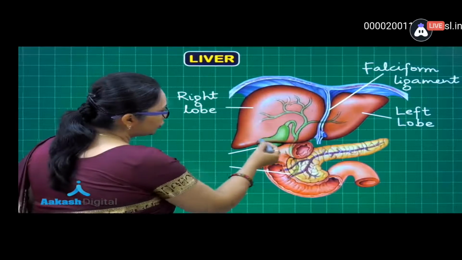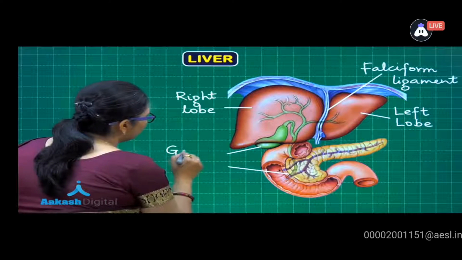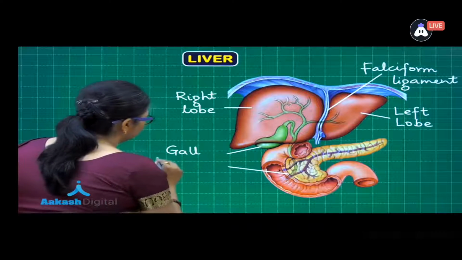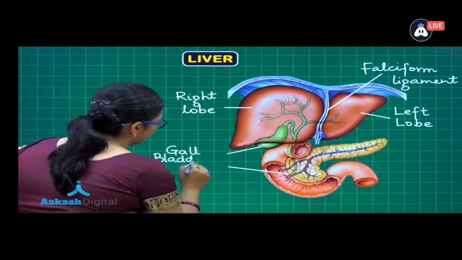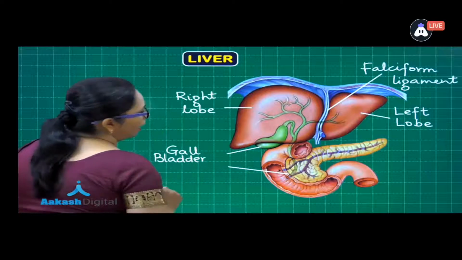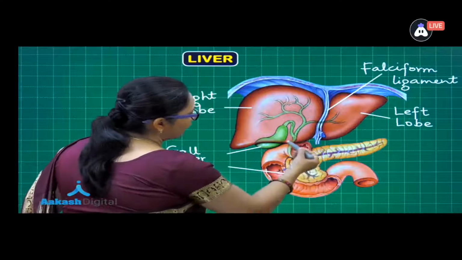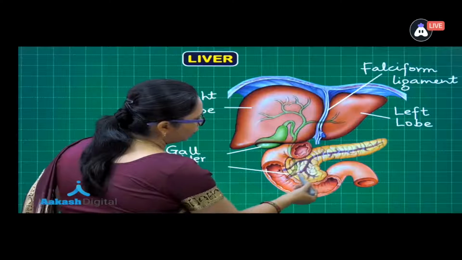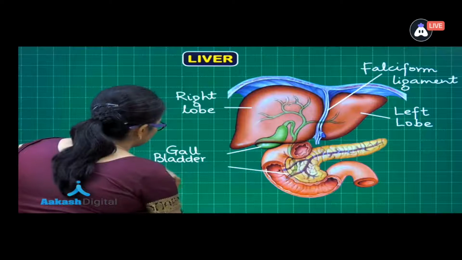Then here, this green structure that we see here is the gallbladder, in which the bile juice is temporarily stored. And as we can see, this is the bile duct, and this bile duct is joining with the pancreatic duct to form the hepatopancreatic duct.